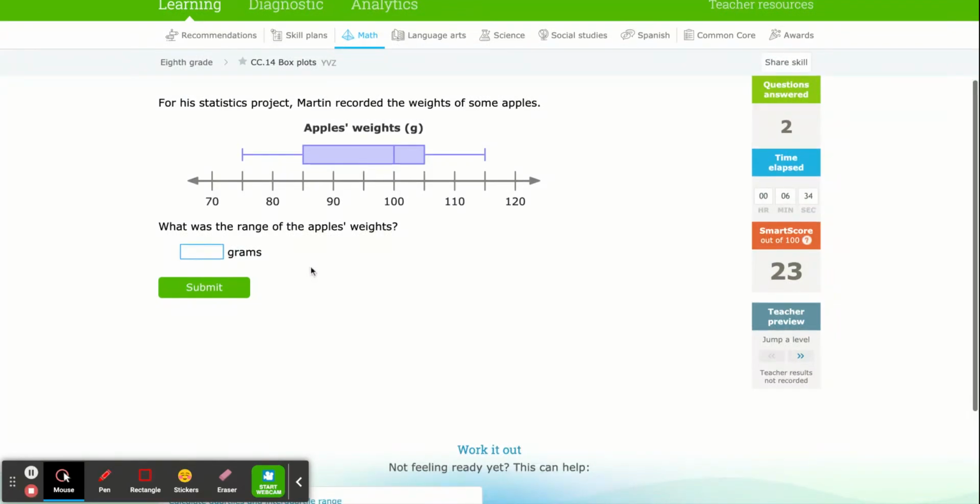What was the range of the apple's weights? Again, it's asking for range. The highest value is 115. The lowest value is 75. 115 minus 75. And if you need to use a calculator, that's perfectly fine. And that gives you 40.